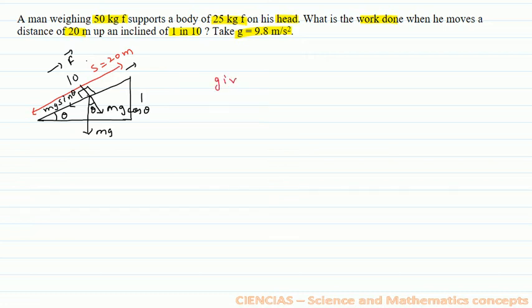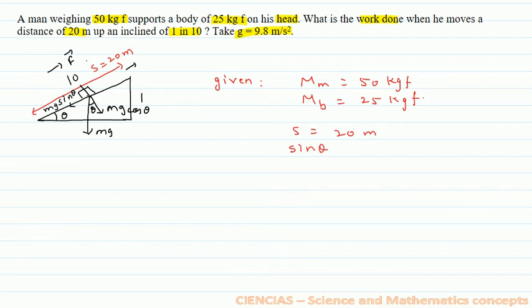Now we see what is given to us. Given is mass of man is equal to 50 kilogram force, and mass of body is equal to 25 kilogram force, and displacement is equal to 20 meter, and from the diagram we can see sin theta is equal to 1 upon 10. So now we see the solution for this question.